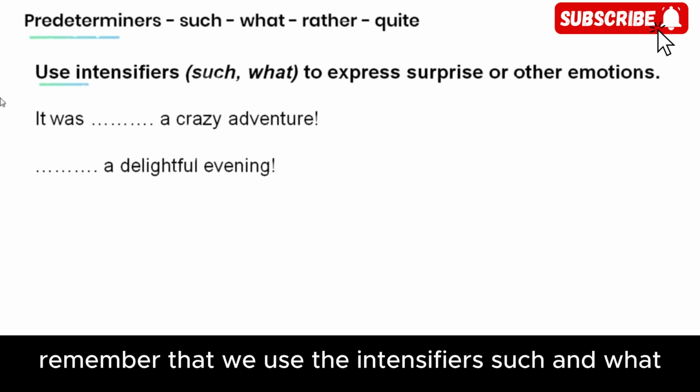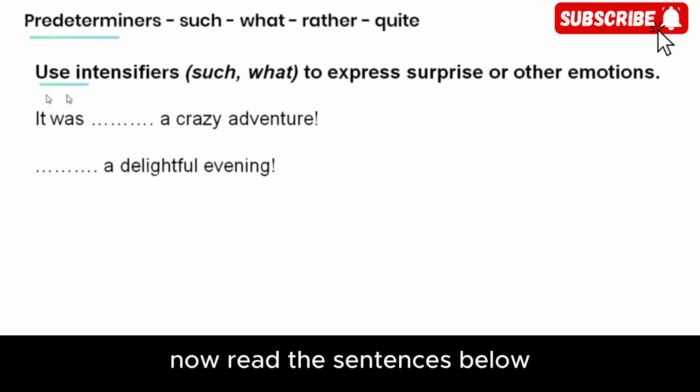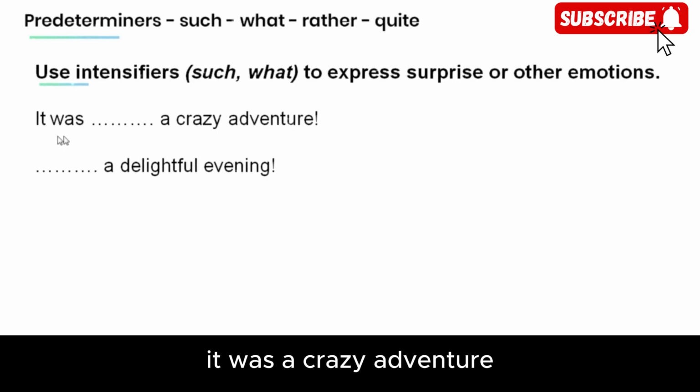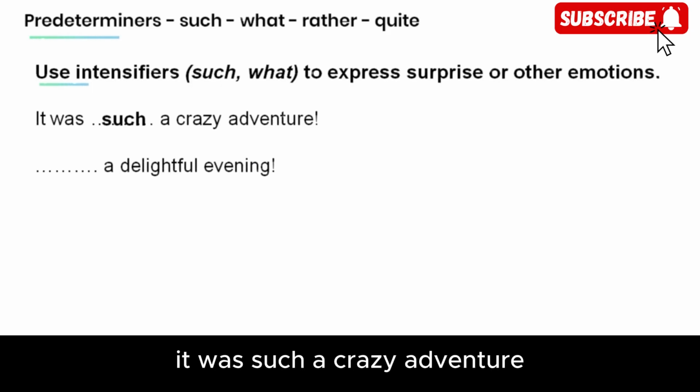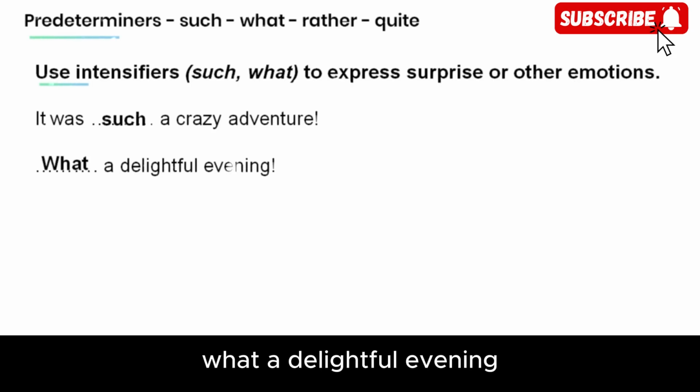Also remember that we use the intensifiers such and what to express surprise or other emotions. Now read the sentences below and fill in the gaps using such or what. It was a crazy adventure. A delightful evening. It was such a crazy adventure. What a delightful evening.